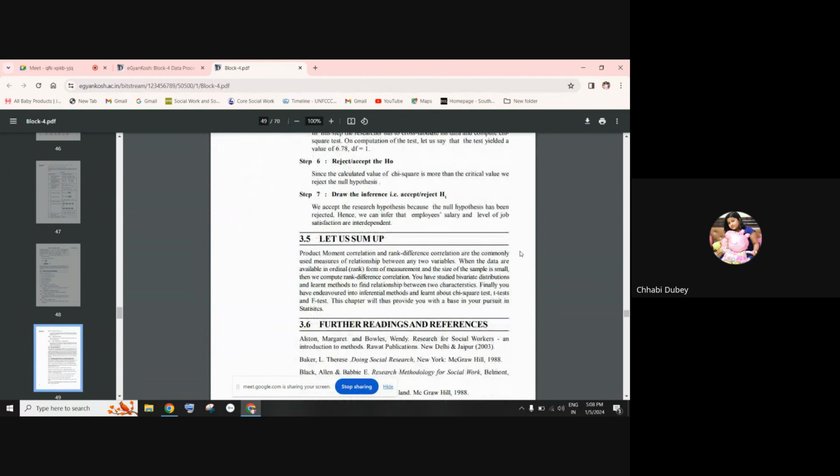So here we have talked about the various statistical tools. We have talked about the descriptive statistics, and we have also talked about the inferential statistics. We have seen the different steps of calculating the null hypothesis, and how the research hypothesis can be tested, the various ways of testing the research hypothesis.